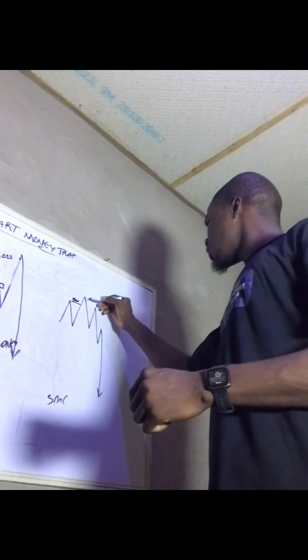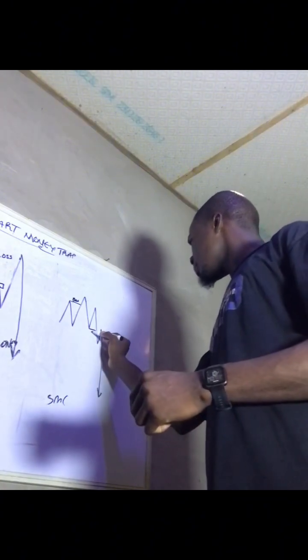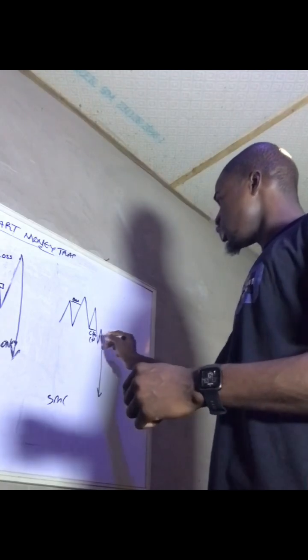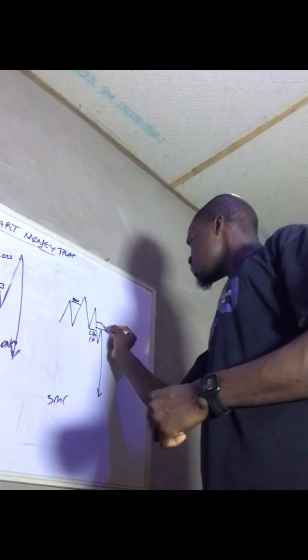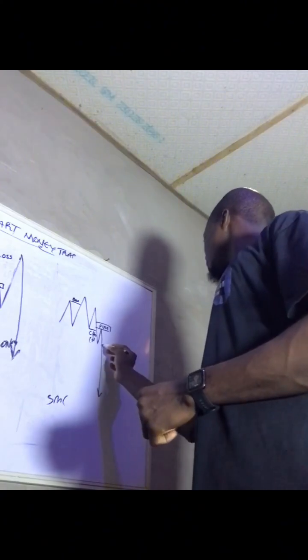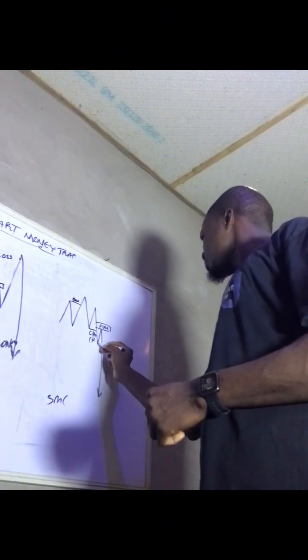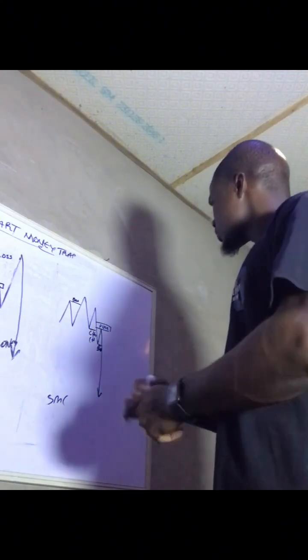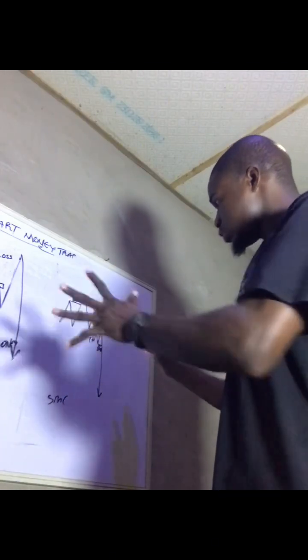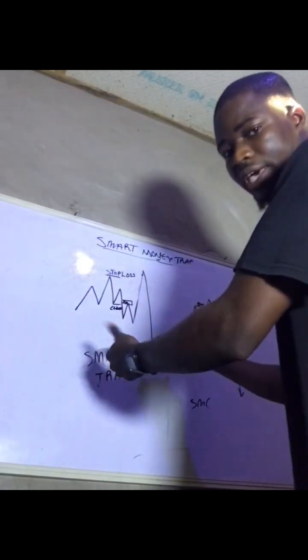You wait for this change of character to happen, right? This change of character to happen before you take your entry position at this point. This is a point of interest, the break of structure. So this is what a perfect SMC chart is supposed to look like, but we get this kind of move in the market.